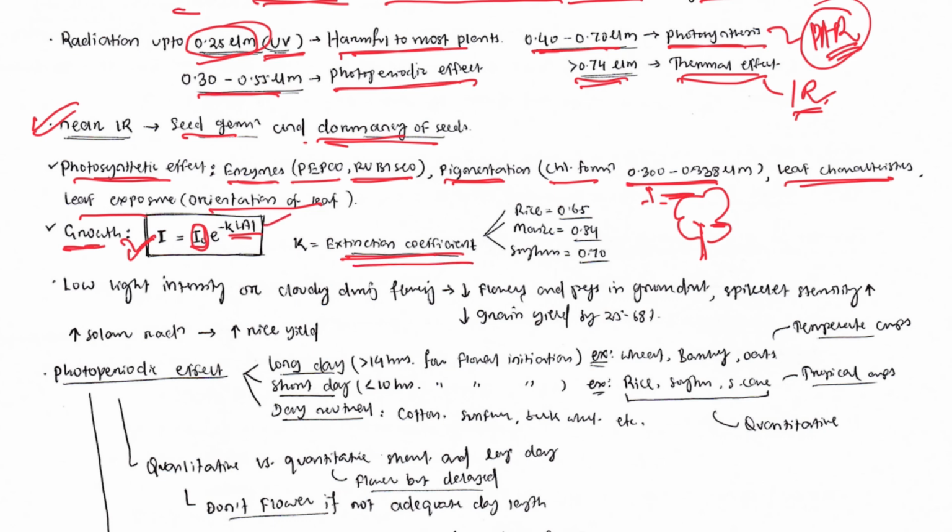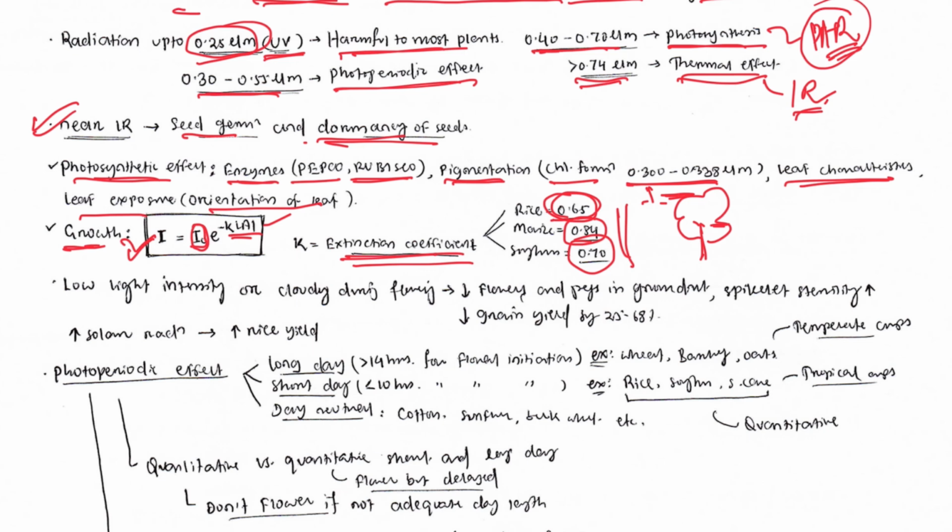So the extinction coefficient values are important, so you have to remember this. For rice it is 0.65, for maize it is 0.84, for sorghum it is 0.70. The extinction coefficient basically indicates how efficiently the solar radiation is being trapped, utilized or distributed in the crop canopy.